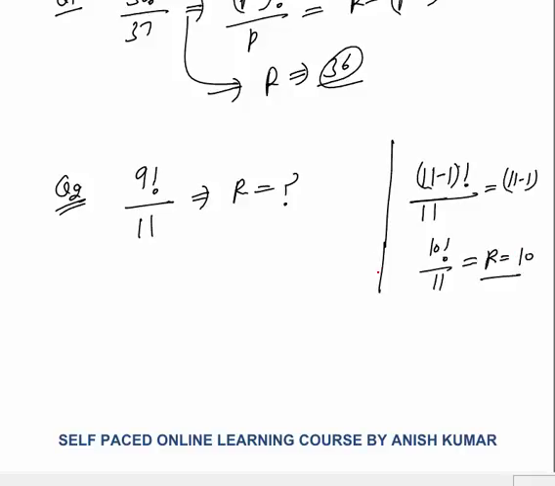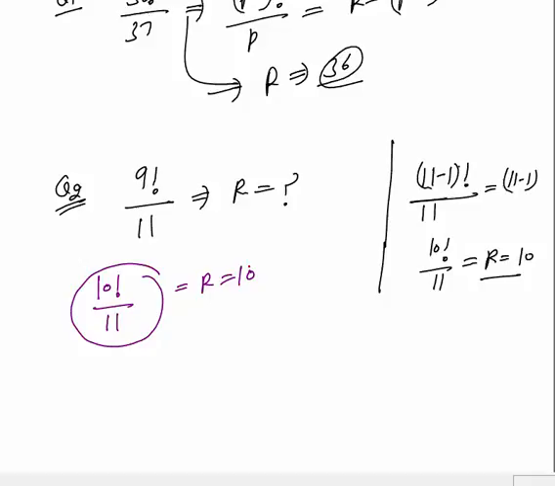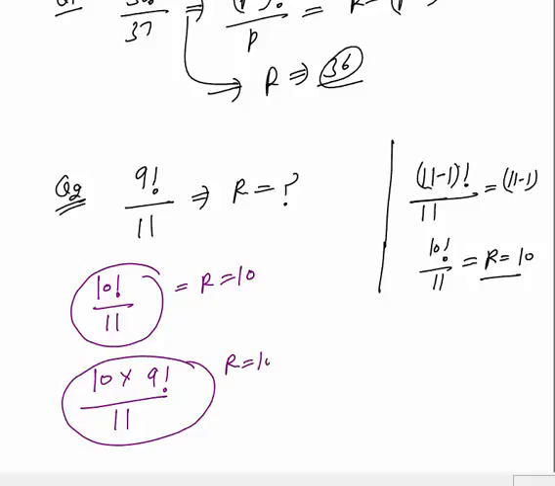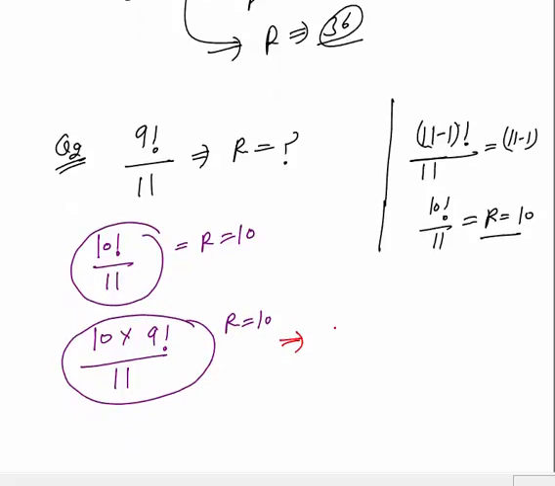But we don't know about 9 factorial. Now how to solve this? We will use this 10 factorial concept. We know that 10 factorial by 11, overall the remainder would be 10. Now we can break this 10 factorial as 10 into 9 factorial by 11. Overall remainder should be how much? 10. Now we will assume that 9 factorial by 11 has remainder R. So what we'll do, we will replace the number with its remainder. So 10 by 11, the remainder is 10.